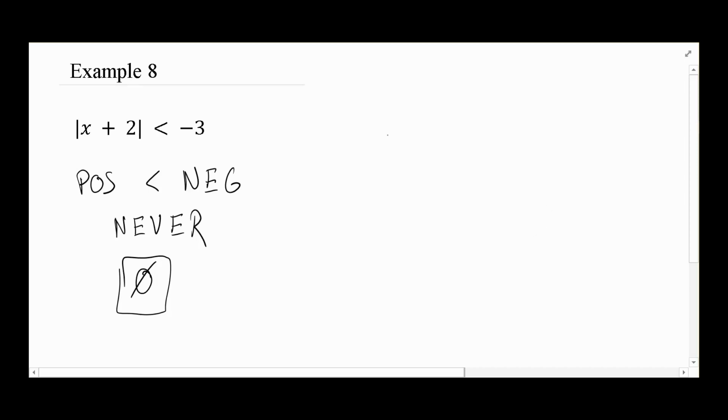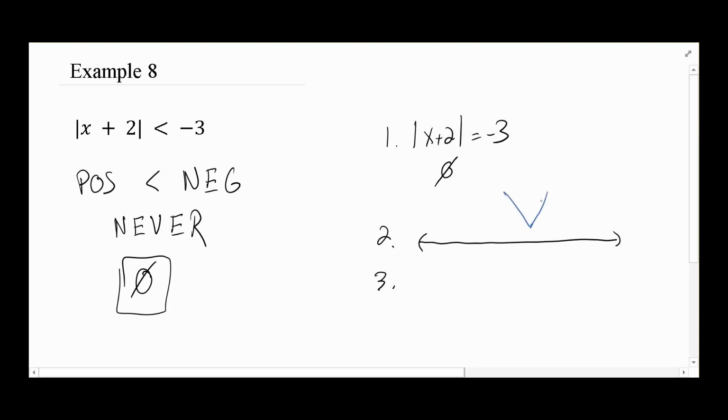And if we approach this the same way with our 3-step process, where step 1 is to pretend like this is an equation and you get no solution, step 2 is that you plot no solution, and step 3 is that you figure out where this gets shaded. Well, now we're asking, when is the V below the horizontal line? And again, the answer is never. The V is never below the line, and therefore it's no solution. And so we can approach these in either way.